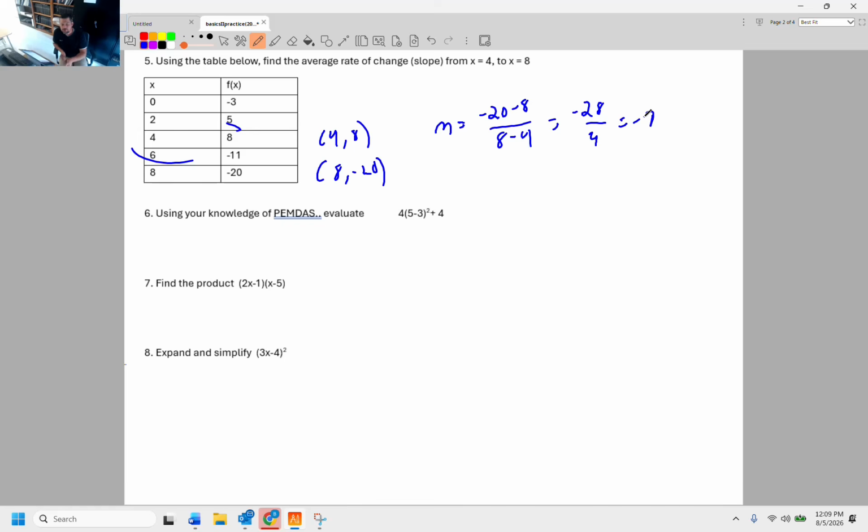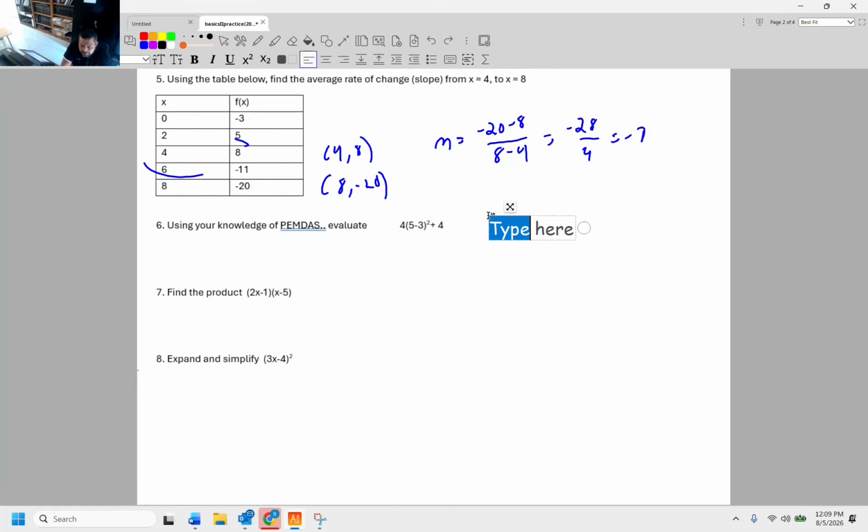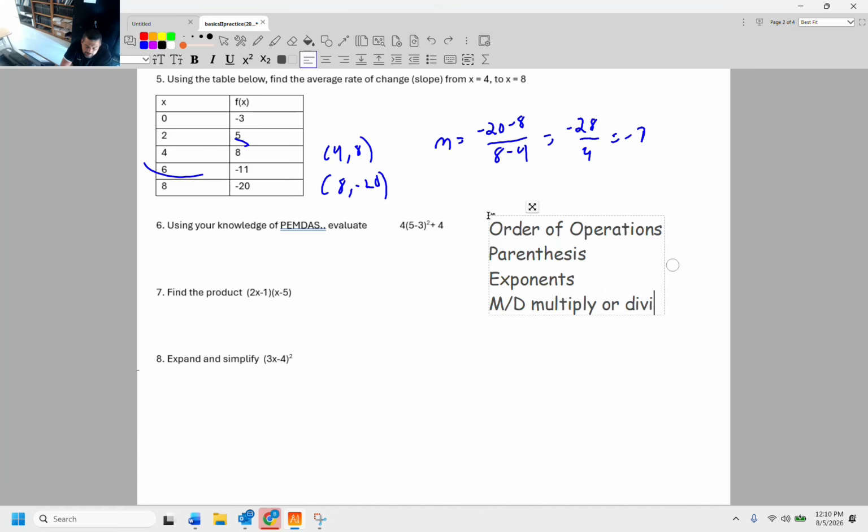6 is using your knowledge of PEMDAS. Okay, so PEMDAS, you probably haven't heard of her in a while. Let's write out what that is. The P stands for parentheses, and this is also known as the order of operations, okay? P stands for parentheses. E stands for exponents. And we're going to put M and D together because we multiply or divide from left to right. It's not that we multiply before we divide.